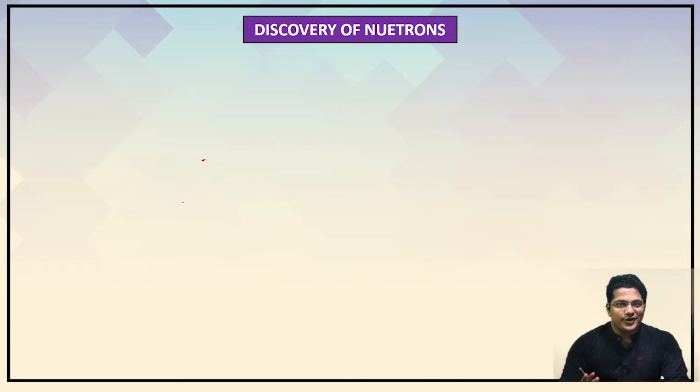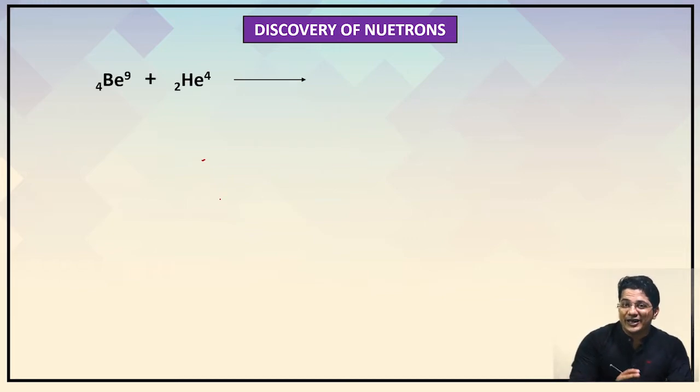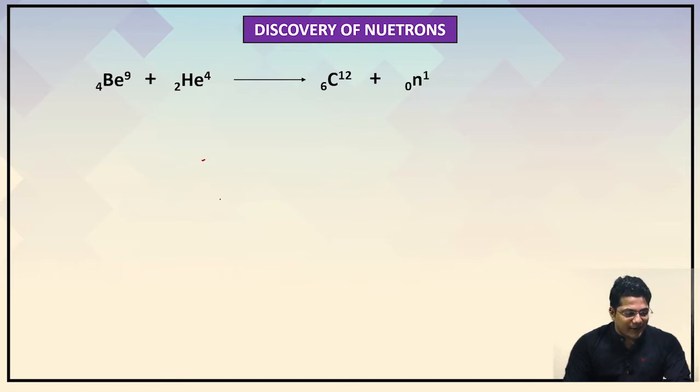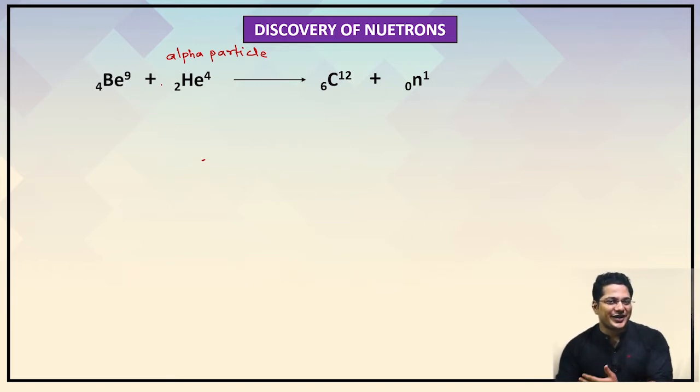Chadwick took a beryllium film and started bombarding it with alpha particles. Over here, this is the alpha particle. And what did he observe? He observed that this beryllium, which was earlier 4,9, now gets converted into carbon 6,12.